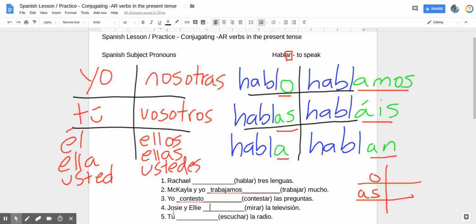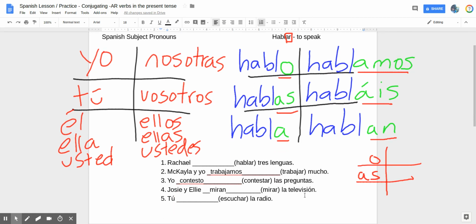Number 4 is these 2 people right here. So that's them, right? So I'm going to say they watch TV. So I'm going to use the bottom right of the chart, which ends in an AN. So I go MIR. I've removed my AR, and I'm going to add my new ending, which is AN. And I have miran la televisión. Josie y Ellie watch TV.